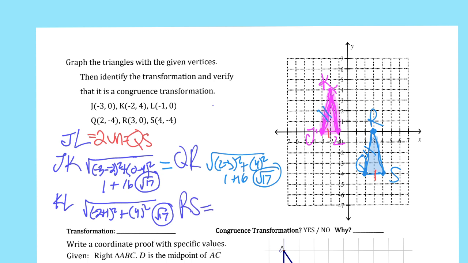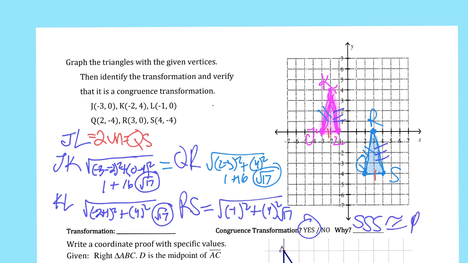So RS would be 3 minus 4, which is -1, squared. 0 minus -4 is 4, squared, and that's going to be the square root of 17. So we have shown that all three sides are congruent to the corresponding sides between two different triangles. Therefore, these two triangles are congruent. Why? Side-side-side congruence, pardon me. And that would be a postulate.